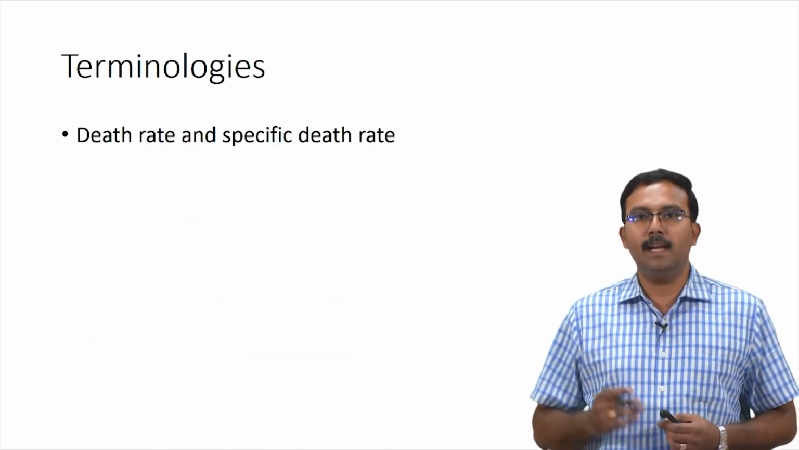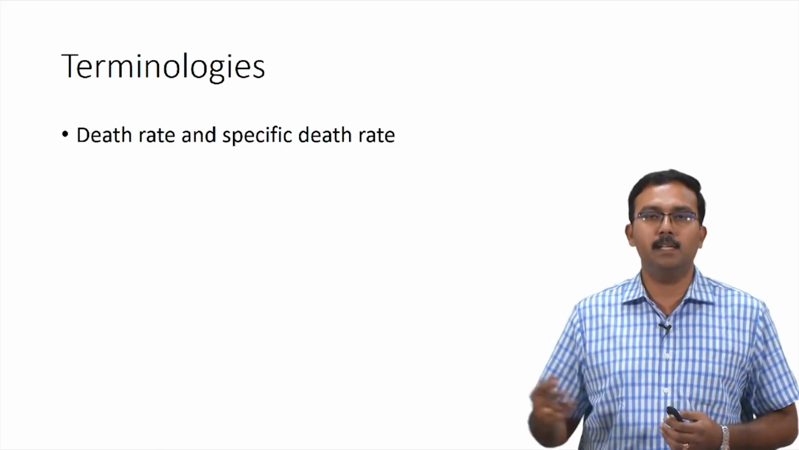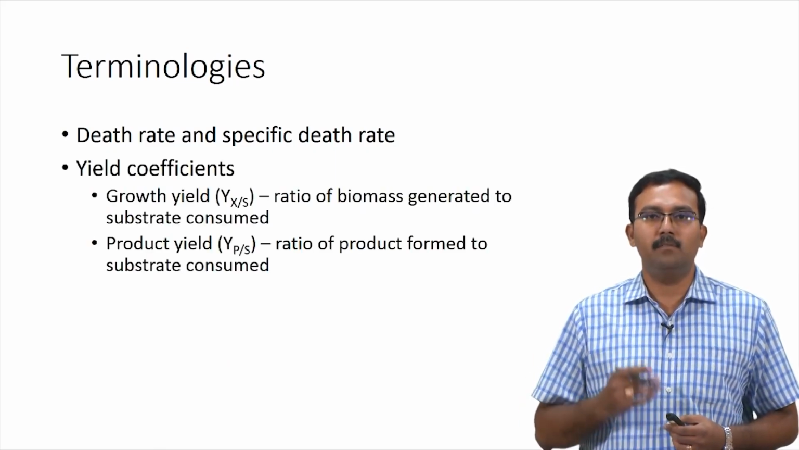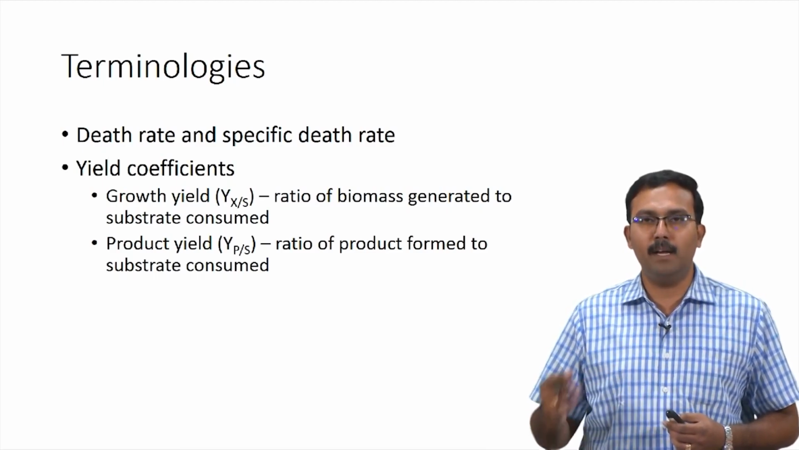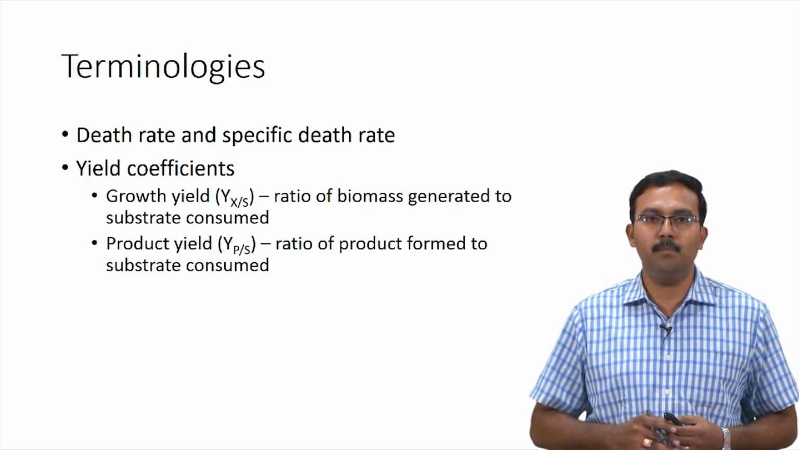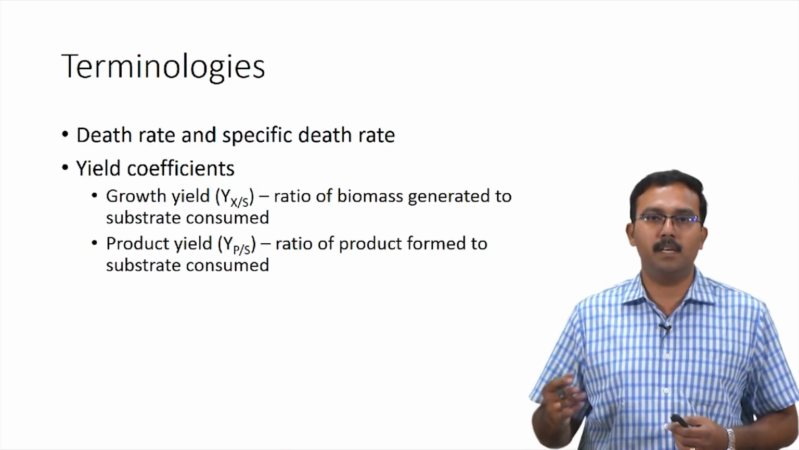There is also death rate and specific death rate, which can be defined similar to growth rate and specific growth rate. You have yield coefficients, where growth yield would be the ratio of biomass generated to the substrate consumed, and product yield would be the ratio of product formed to the substrate consumed.